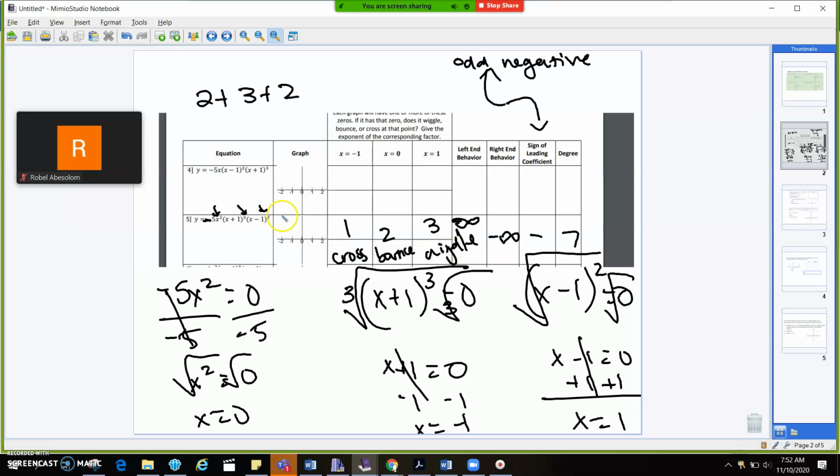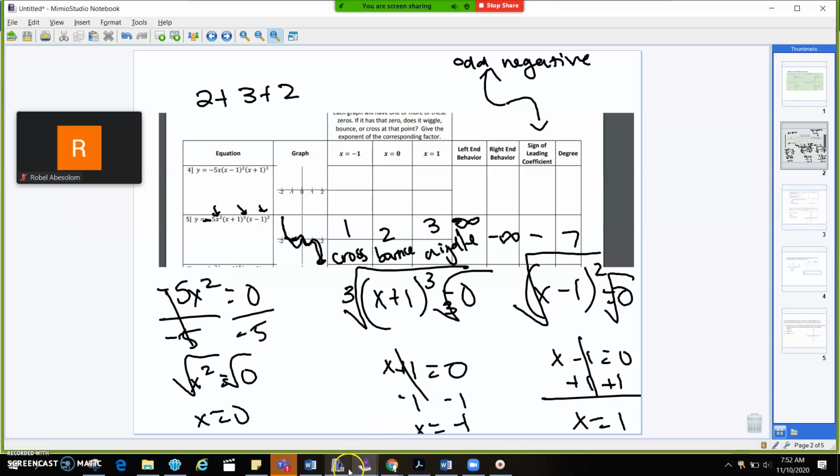All right, so now I'm actually going to graph these parts. We're going to start up here. We're going to cross, and then we're going to bounce, and then we're going to wiggle. And it might look a little bit more swoopy when you actually graph it.